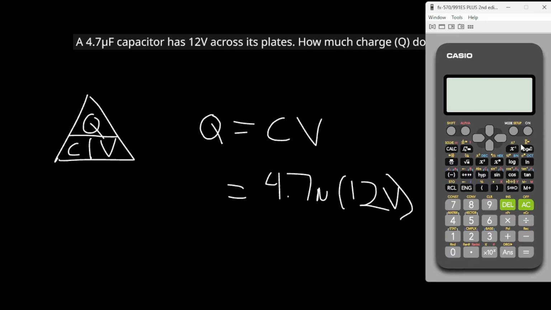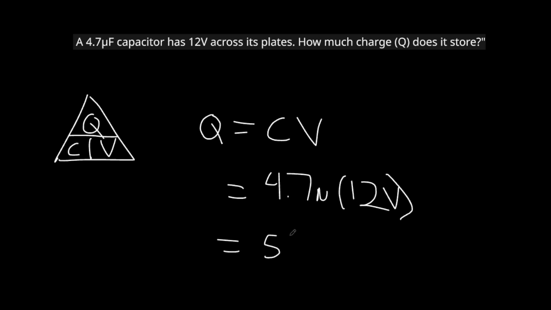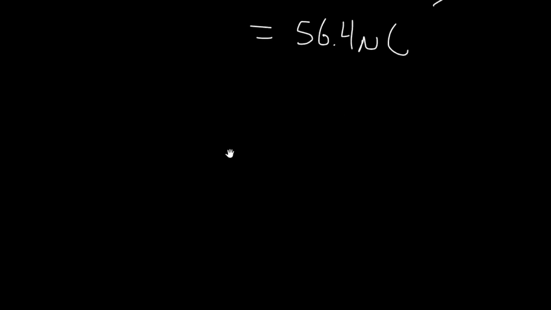Now we can put this in a calculator. Okay, so let's do that. 4.7 times 12, and we get 56.4. You want to make sure that you have the same units, right? Because we used microfarads, and the volts are normal, the answer is going to be in micro. So the answer is in microcoulombs. So 56.4 microcoulombs is the answer. Okay, so now we got that.